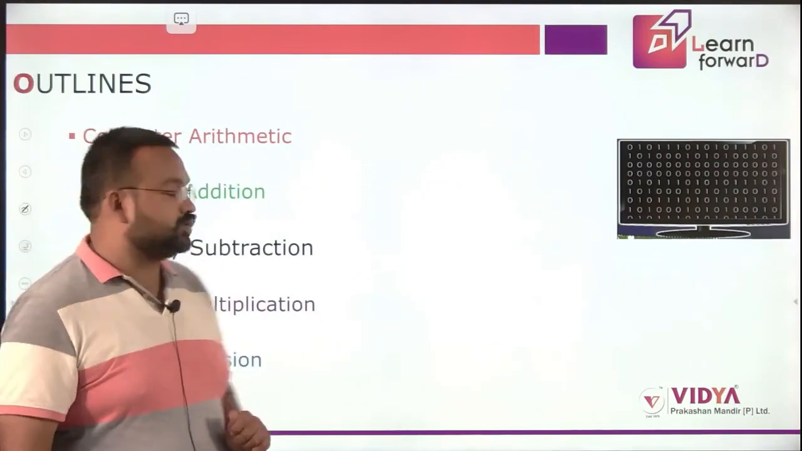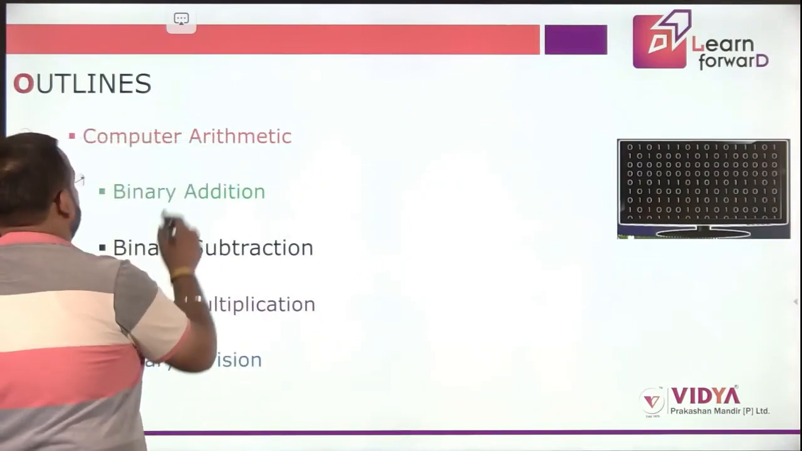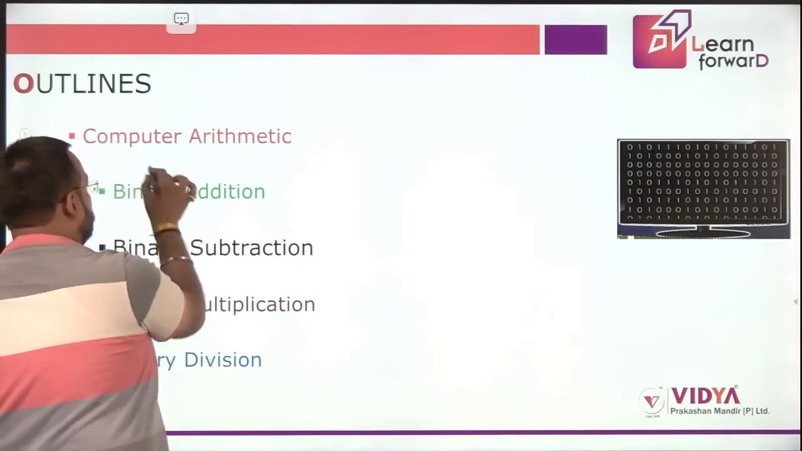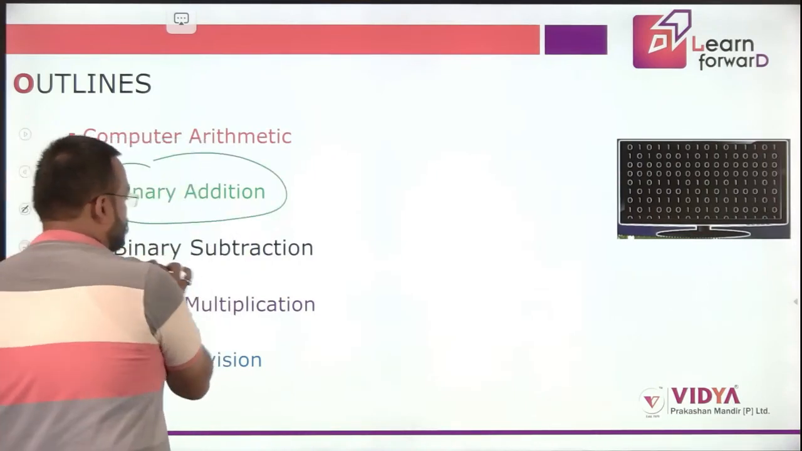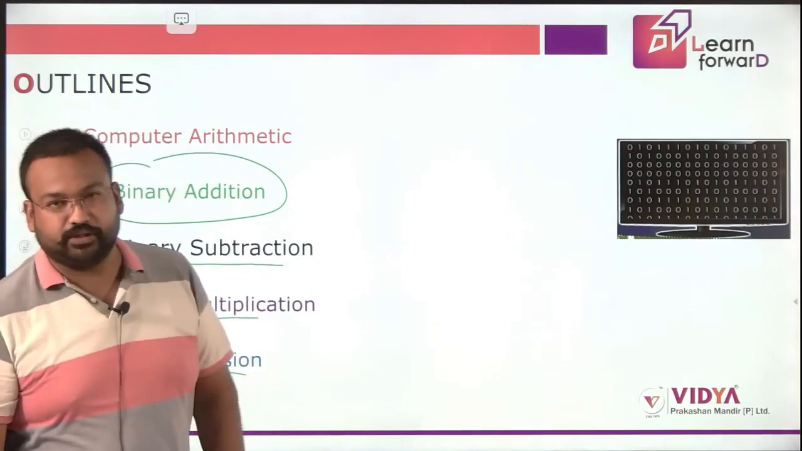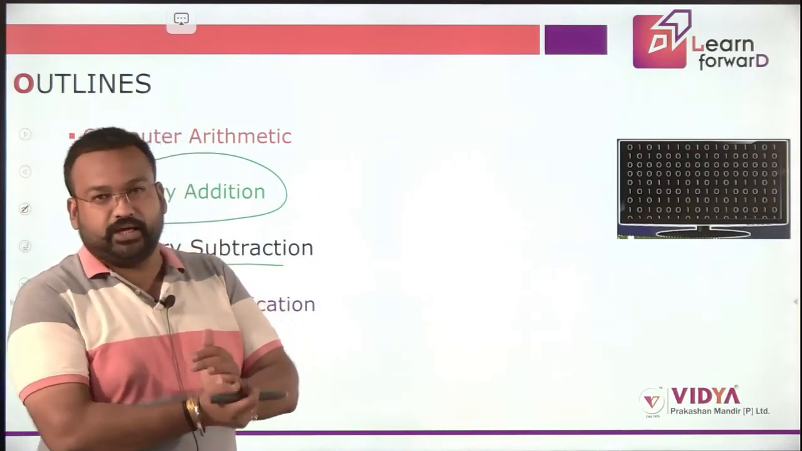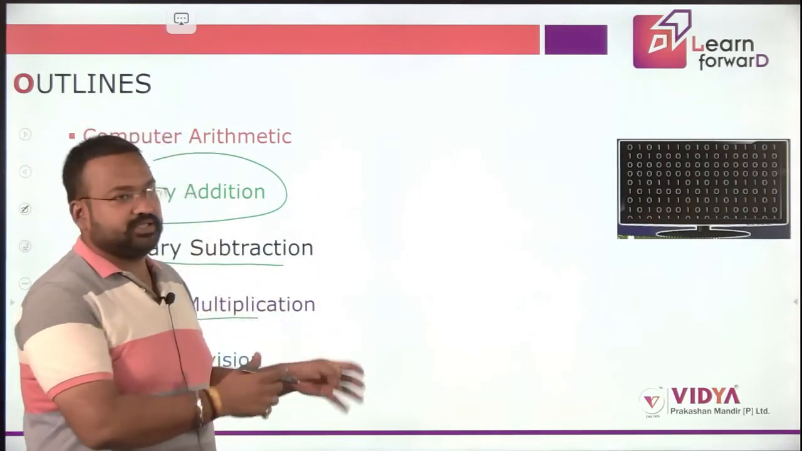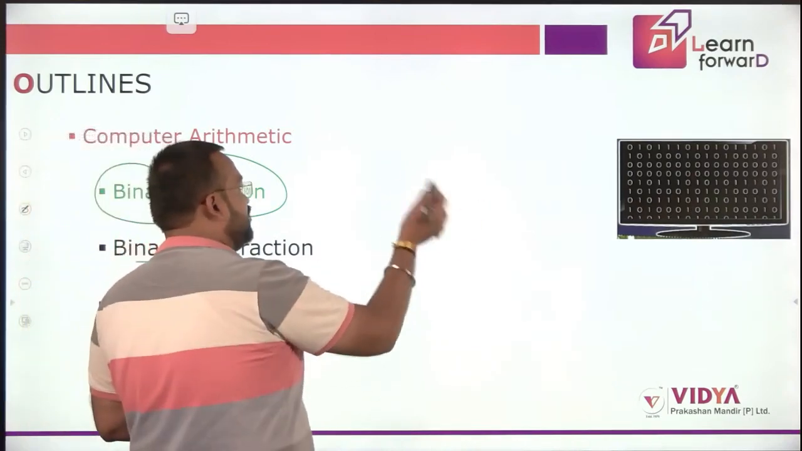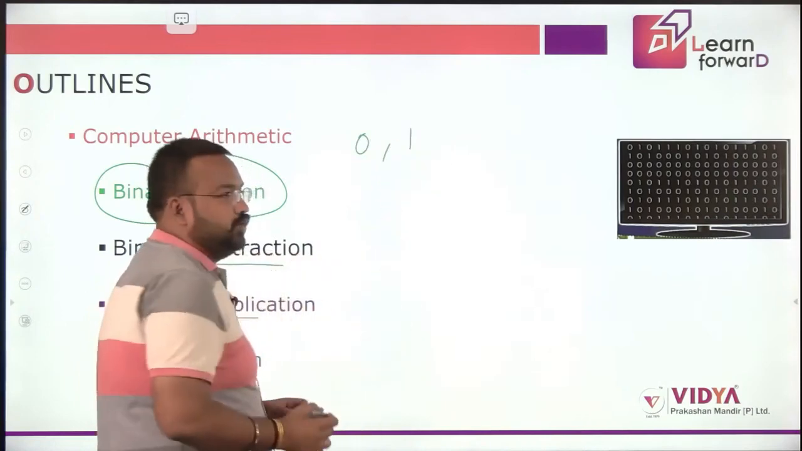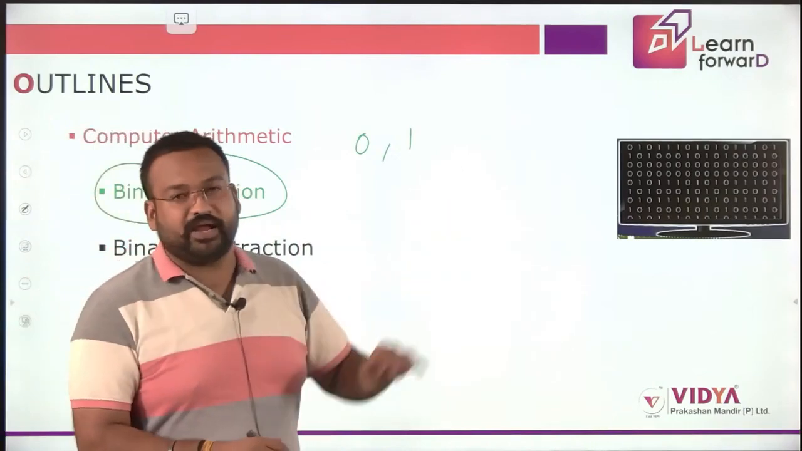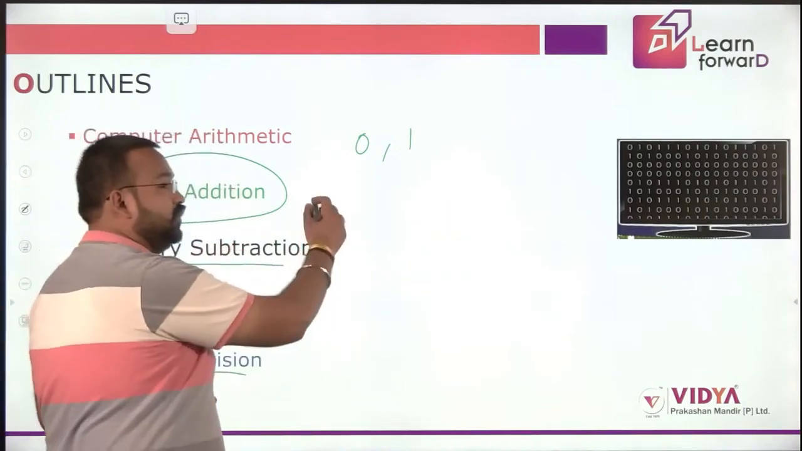So today we are going to cover computer arithmetic. So basically this arithmetic consists of binary addition, binary subtraction, binary multiplication and binary division. As I told you earlier in the previous class, the computer system understands only the binary system. That is, the information whatever we write, it is saved in the form of 0 and 1 only. So this arithmetic is totally based on binary numbers, that is 0 and 1.